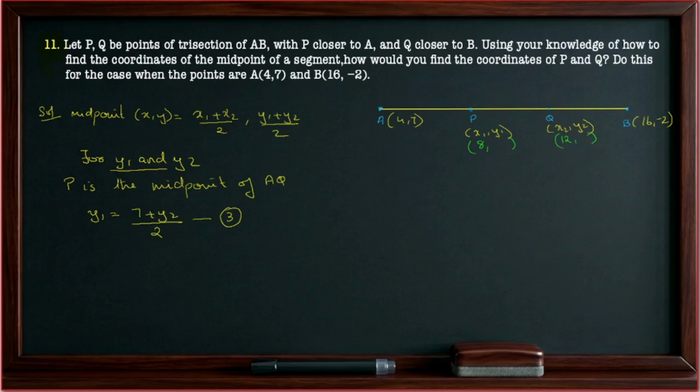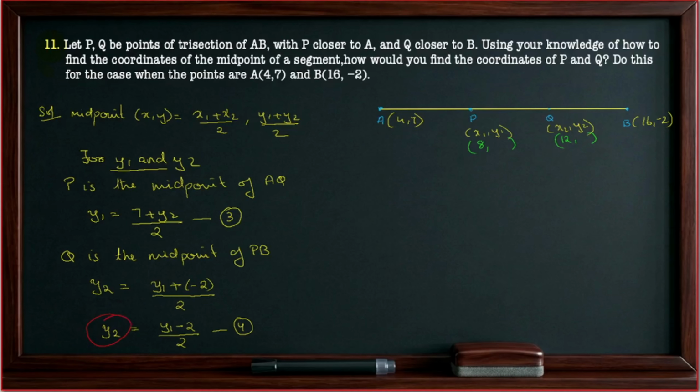Now this line segment, that is PB, Q is the midpoint, so we can write Q is the midpoint of PB. Then y2 is equal to y1 plus minus 2, the whole divided by 2, which is equal to y1 minus 2 by 2, and this is equation number 4. Like the same method which we did previously for x1 and x2, here I'm going to substitute this y2 in equation number 3, so that we'll get the value of y1. So we write, substitute y2 in equation 3.